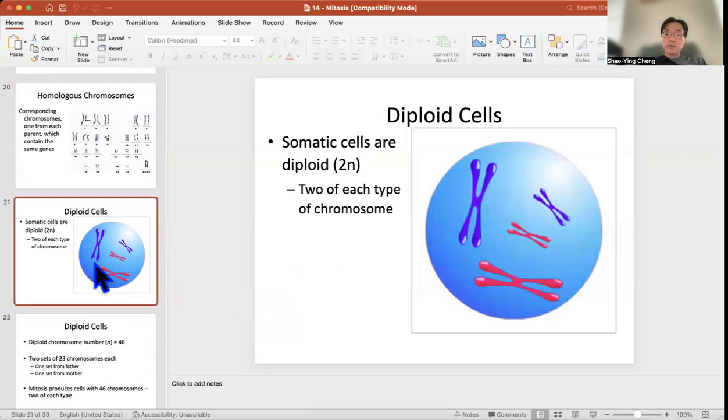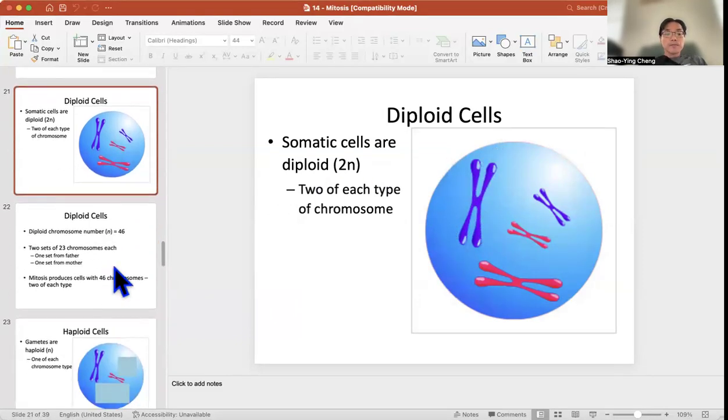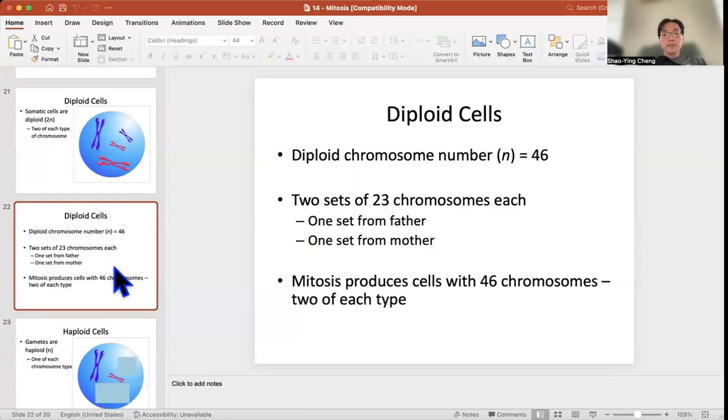Okay, and one more terminology, diploid. So what's diploid? That's the somatic cells. They are diploid because there are two of each type of chromosome. That's diploid. So in diploid cells, you have 46. Humans have 46. We always say 23 pairs. And diploid means you have double. So 23 come from the father, 23 come from the mother.